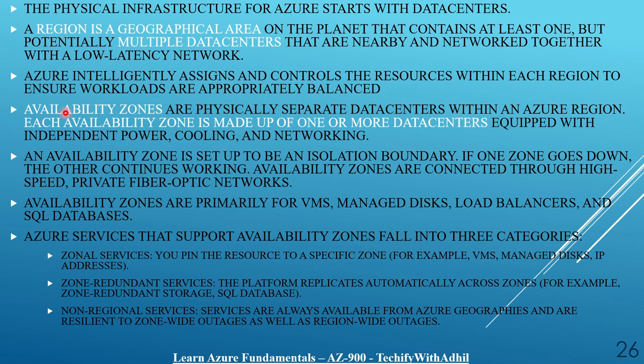An availability zone is set up to be an isolation boundary. If one zone goes down, the other continues working. Availability zones are connected through a high speed private fiber optic network. That's very important, so that your connection continues at the same speed. If one availability zone is down, we still have another availability zone in the same region. Availability zones are primarily for VMs, managed disks, load balancers and SQL databases.